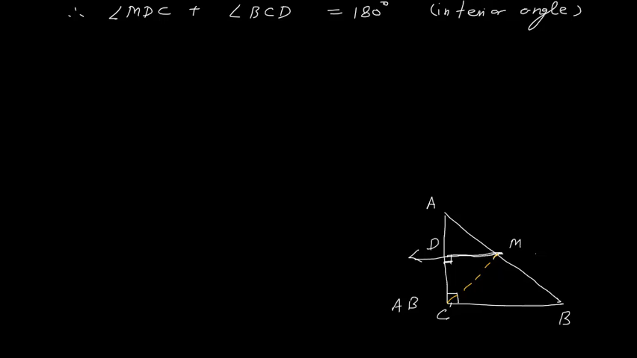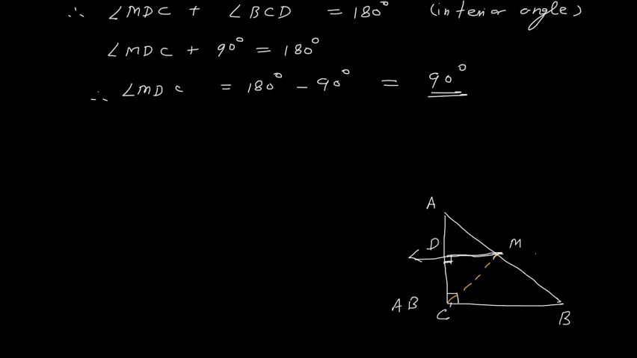So as their sum is 180 degree, angle MDC plus this 90 degree is equal to 180 degree. So therefore my angle MDC will be equal to 180 degree minus 90 degree, which is equal to 90 degree. Okay, so angle MDC is 90 degree. Therefore, as MDC is 90 degree, this MD is perpendicular to AC. MD and AC, they are perpendicular.